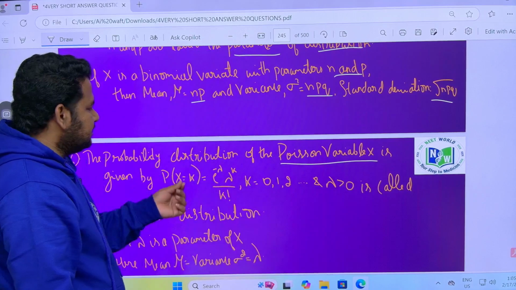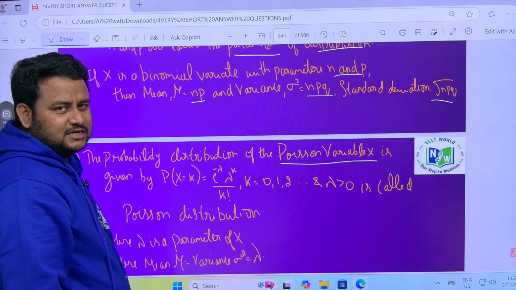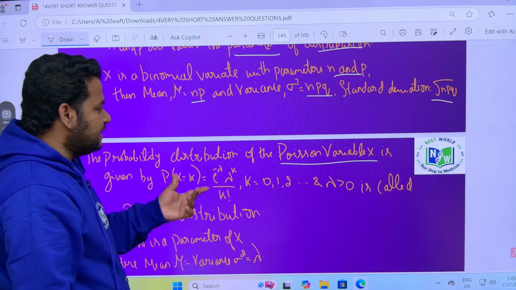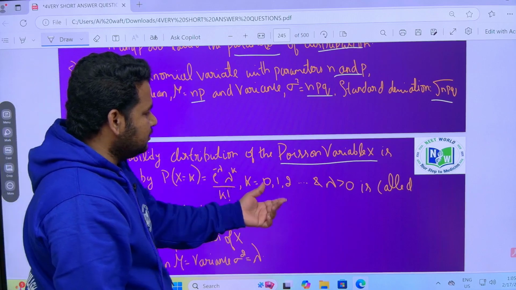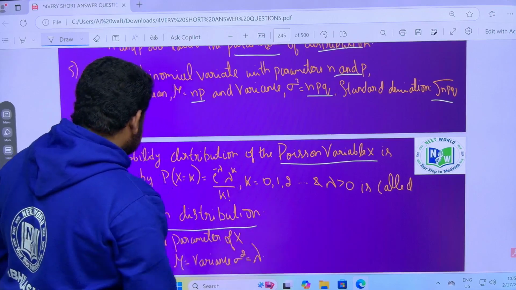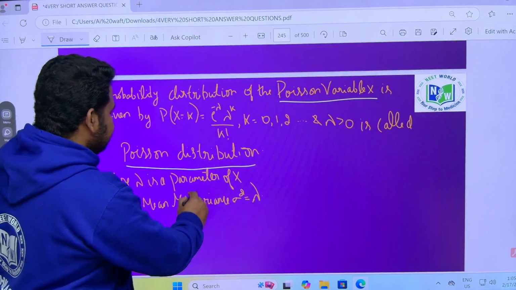That times it is e to the power of lambda. That is e to the power of minus lambda into lambda to the power of k divided by k factorial, where k ranges from 0 to n and lambda should be positive. This is called Poisson's distribution. Here lambda is a parameter of X.